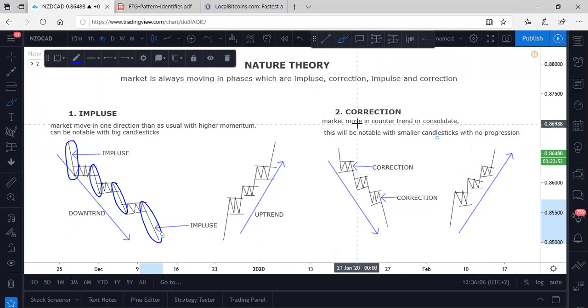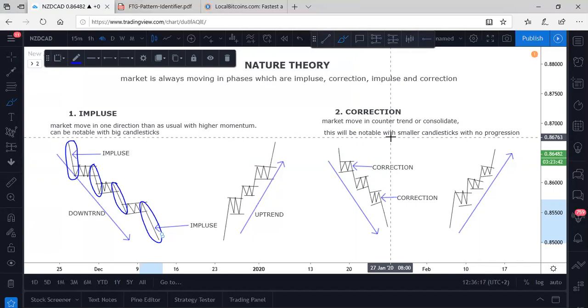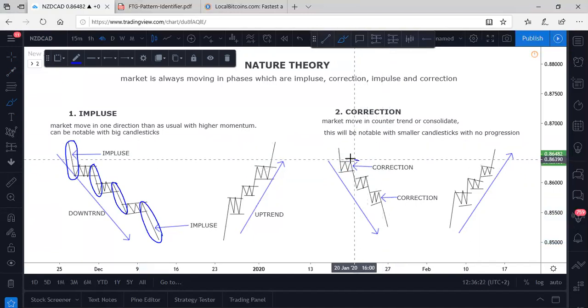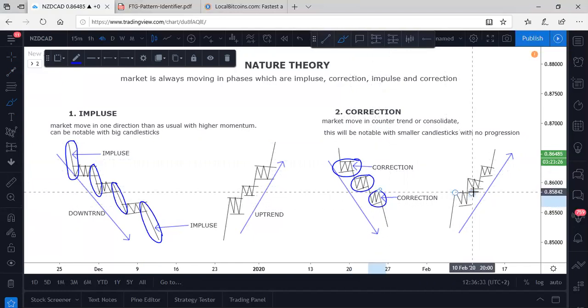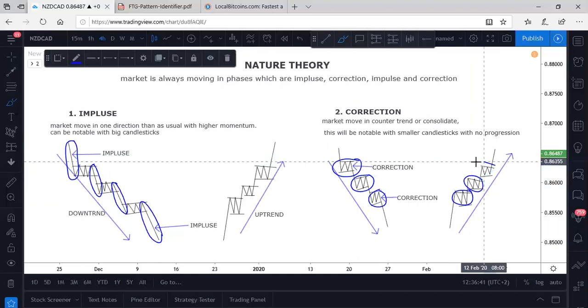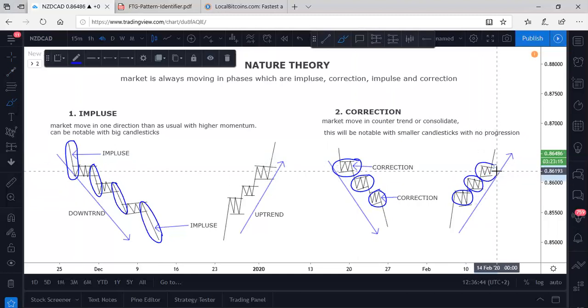And the second phase is correction. This is whereby the market moves counter-trending. Sometimes they call it the market consolidating. This can be noted with small candlesticks with no progression, as you can see in this one. So this is the correction. There's no progress, as you can see here. So guys, keep it simple and clear.